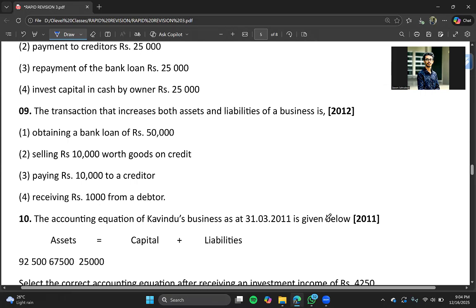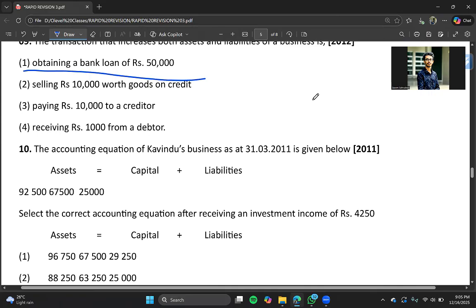Question 9: the transaction that increases both assets and liabilities of a business is... Obtaining a bank loan 50,000. When you obtain a bank loan of 50,000, your assets will increase by 50,000 in cash and the liabilities will also increase by 50,000. Okay, that's the answer.